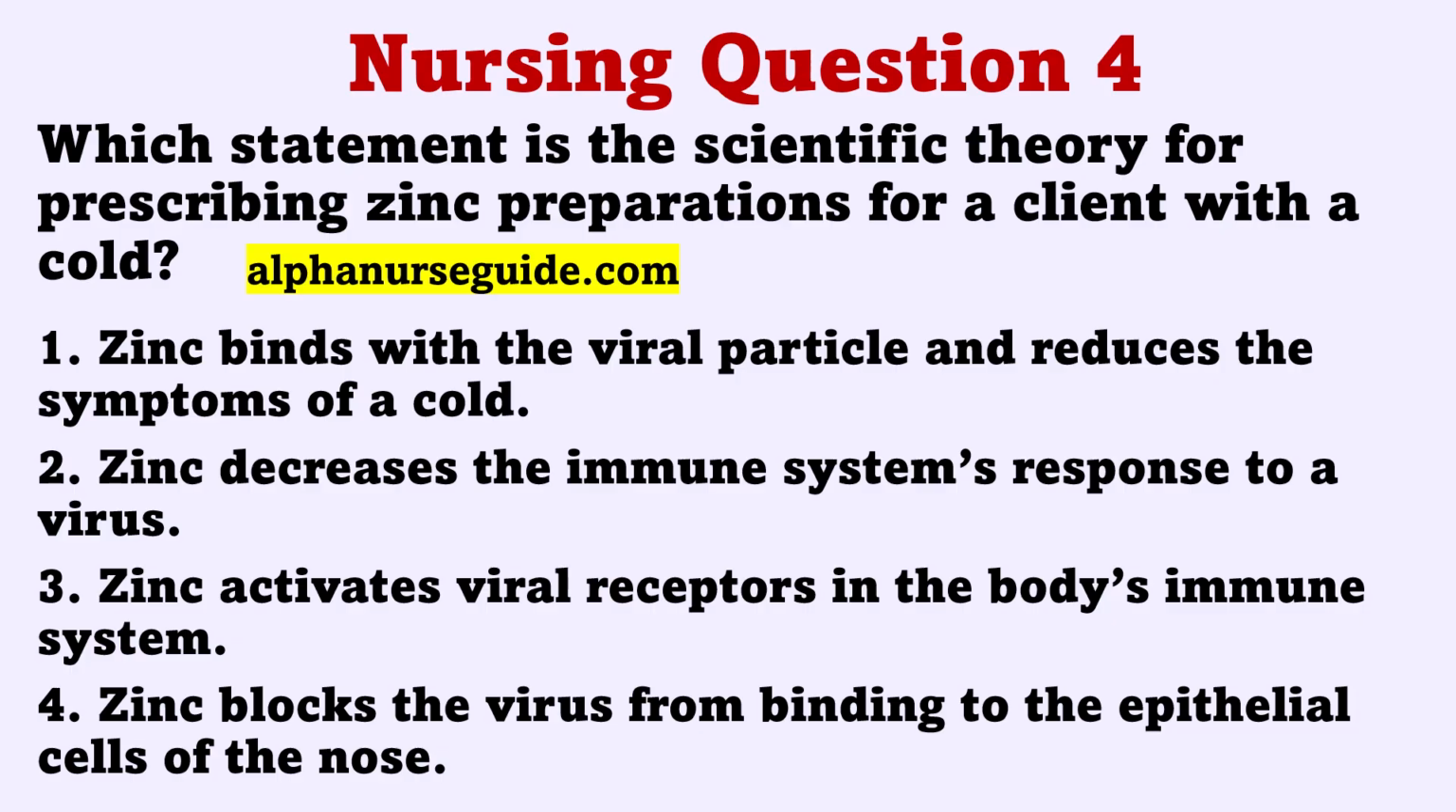The correct answer is 4. Zinc blocks the virus from binding to the epithelial cells of the nose. Theoretically, zinc blocks viral binding to nasal epithelium. Observation has shown that increased amounts of zinc can prevent the binding and prevent the development of symptoms of the rhinovirus. Zinc does not bind the viral particle. Symptoms are diminished by blocking the ability of the virus to bind with the nasal lining. Zinc is a micronutrient found in the body that helps to increase the body's immune system. Activating viral receptors would increase the symptoms of a cold.